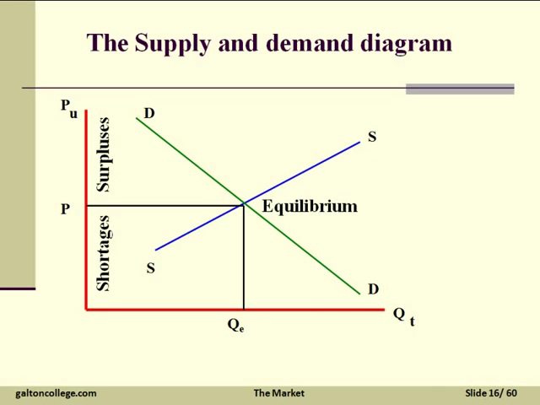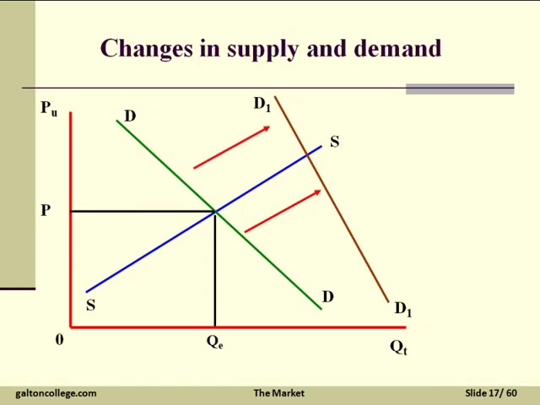Now, let's see what happens if the demand curve was to shift outwards. This could happen because, for example, income has increased, so people have more income to spend on the good, or because tastes have moved in favour of the good, people want more of it, it's more fashionable. So for whatever reason, the demand curve has moved, in this case, out to the right, out to D1, D1.